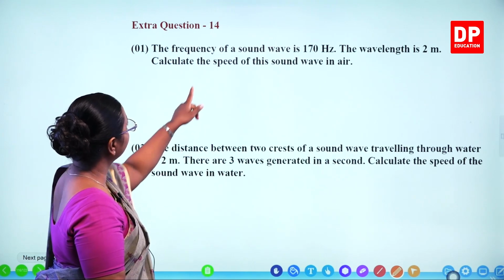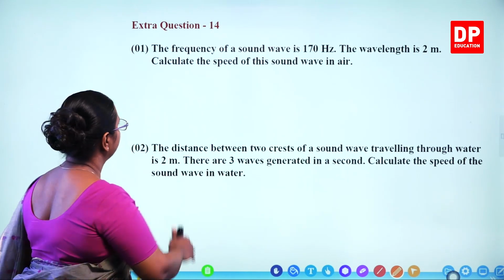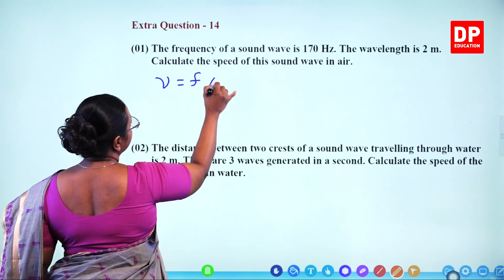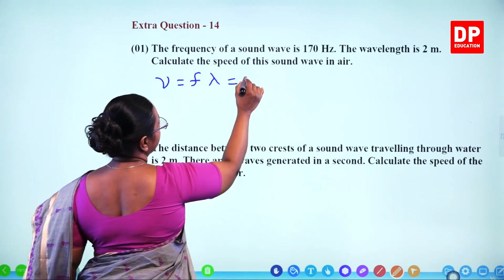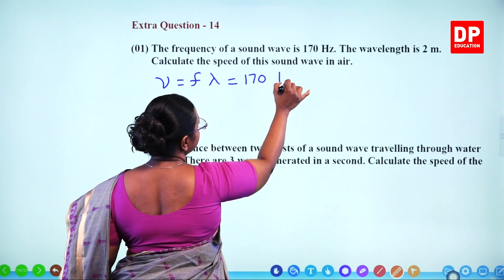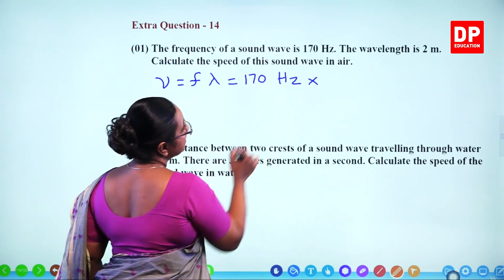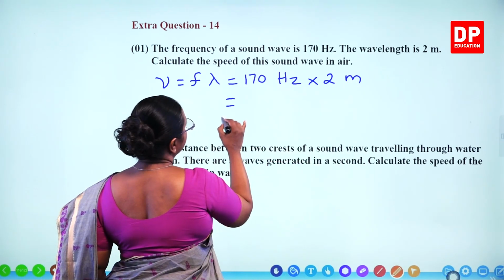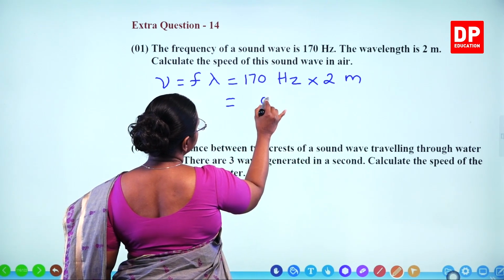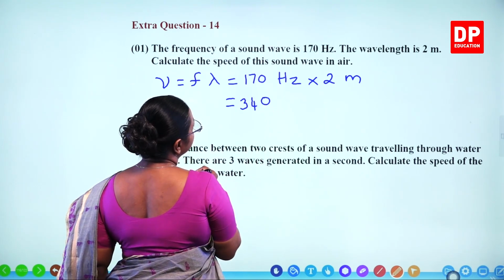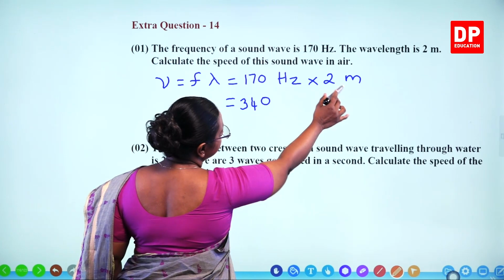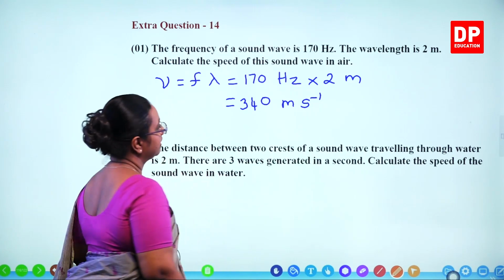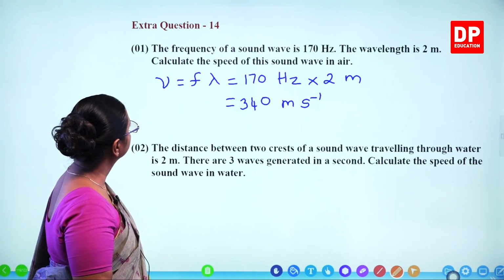They want us to calculate the speed of these sound waves. So speed equals F lambda. What is F? Frequency, 170 Hz. And what is the wavelength? 2 meters. So when you find the value, it will be equal to 340. Hertz is per second and you have meters, so meter per second. That is the speed of sound.